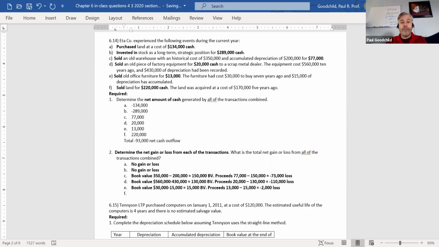And then F, sold land for $220,000 cash. Land was purchased at a cost of $170,000 5 years ago. So proceeds, 220,000 minus the 170,000 book value. Remember, land doesn't depreciate. And so that's 50,000.